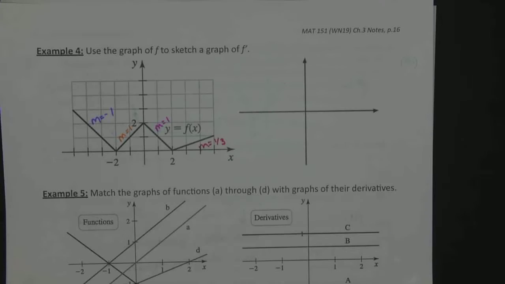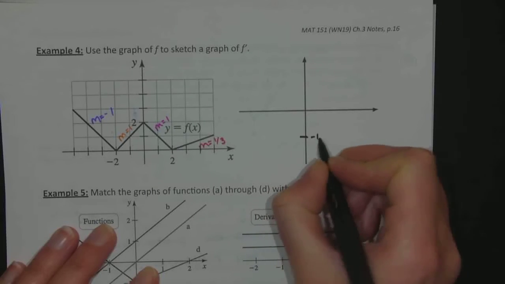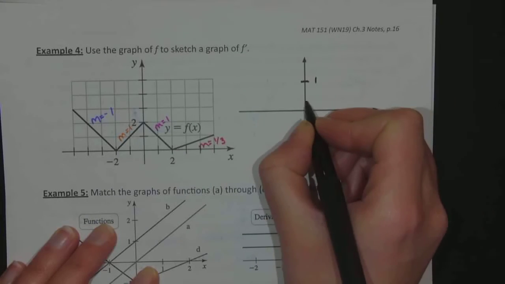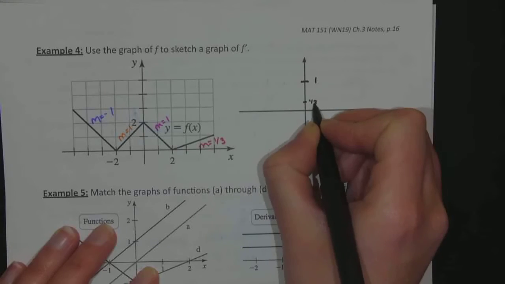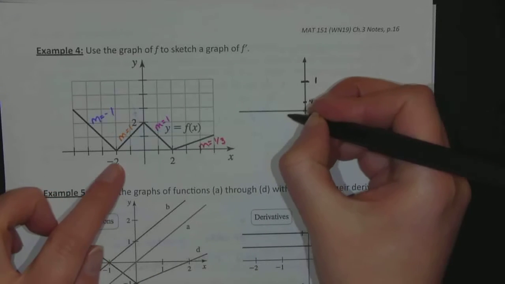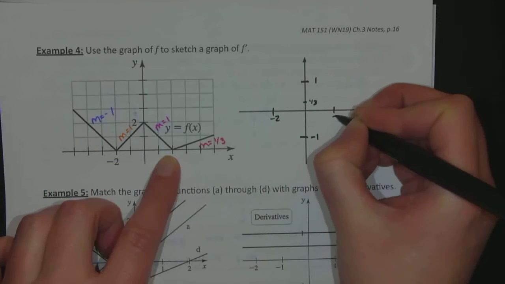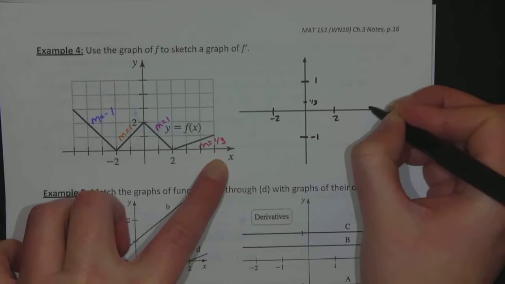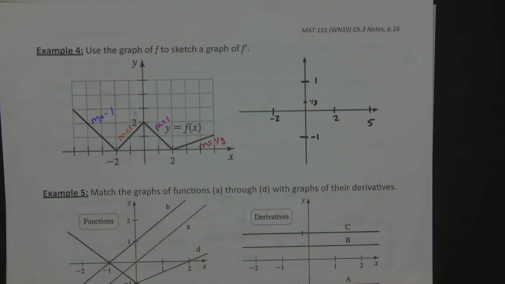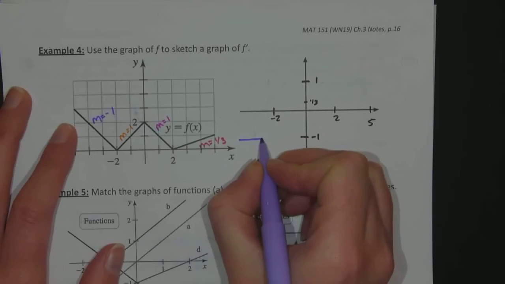So I'm going to try to make my graph exactly piecewise linear. And so I'm going to say that's where -1 is on y, that's where 1 is, just to give me some room for putting 1/3 on there as well. And then the x scale, I really just need to know where -2 is, where 0 is, where 2 is, and that would be what, 5? There we go.